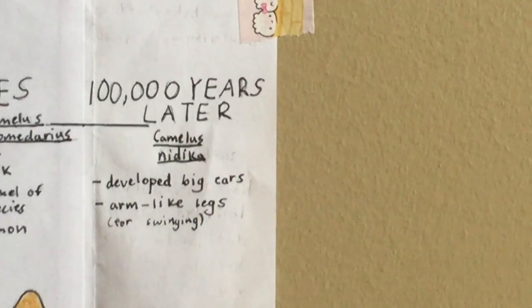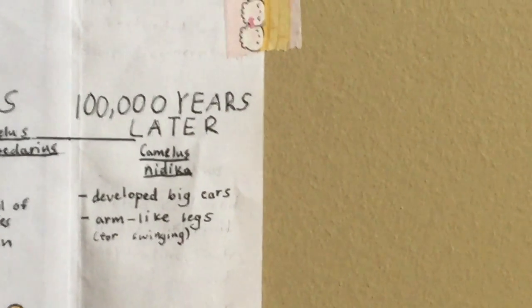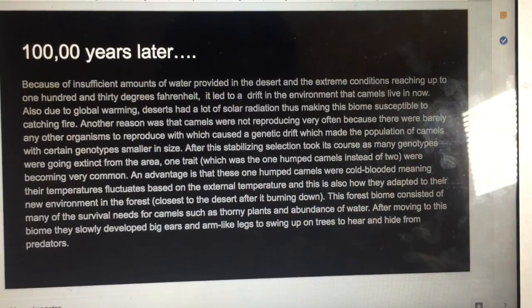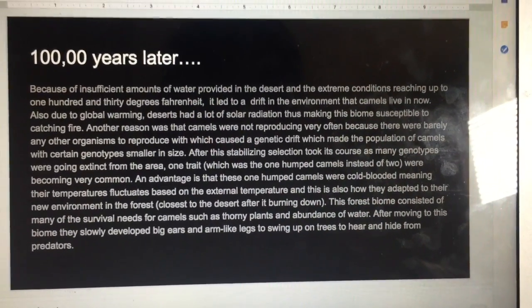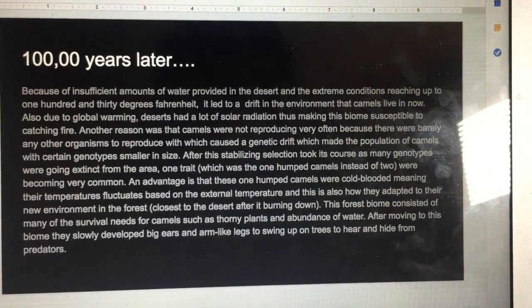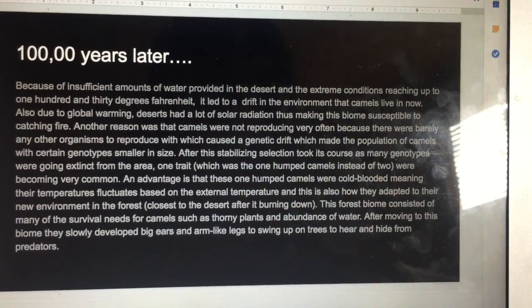100,000 years later, the species name now becomes Camelus nidica, and it has developed big ears and arm-like legs for swinging. The story behind this was because of insufficient amounts of water provided in the desert and the extreme conditions reaching up to 130 degrees Fahrenheit, it led to a drift in the environment that camels live in now.